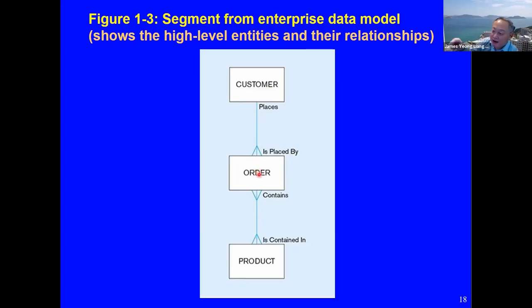Now, when I place an order, I get a receipt, right? So if I go there and place 3 orders, I will receive 3 receipts. Now, each order will be placed by one and only one customer. Each receipt will be given to one and only one customer, right? The receipt cannot be shared by 2 different customers. So that's why this is a one-to-many relationship.